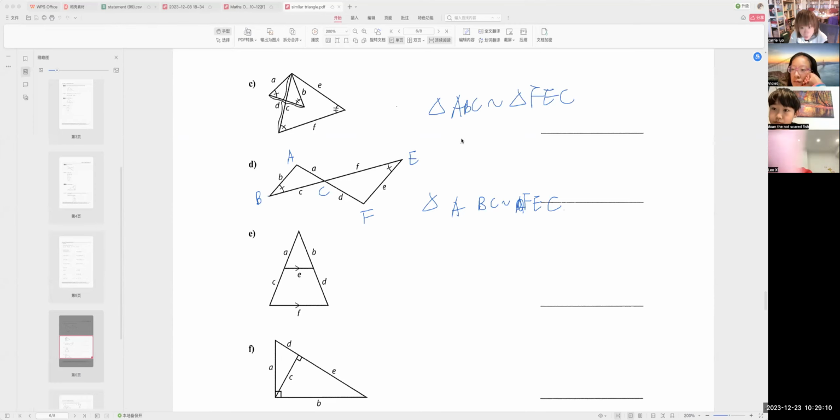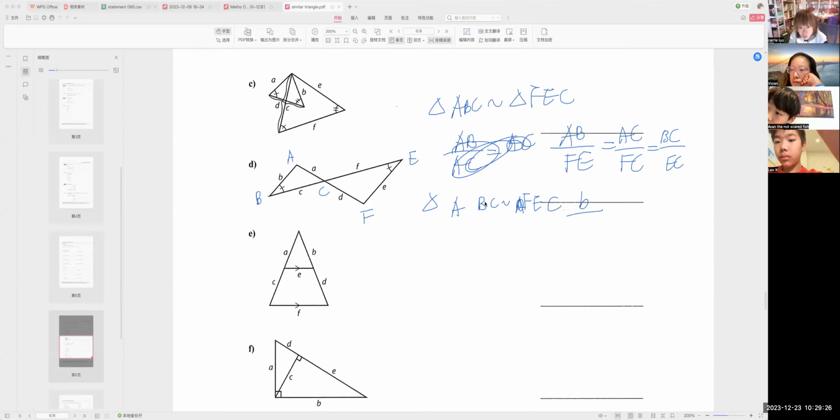Okay, so we have AB over AC equals AB over FE equals AC over FC equals BC over EC. So AB is B, FC is D, AC is A, and BC is C, and EC is F. Okay, next one, because they are parallel to each other. So A over A plus C equals B over B plus D equals E over F.